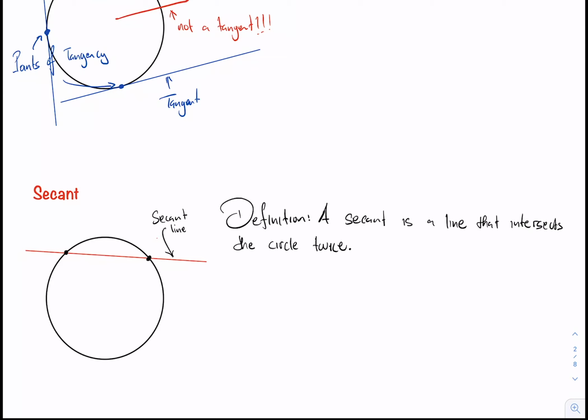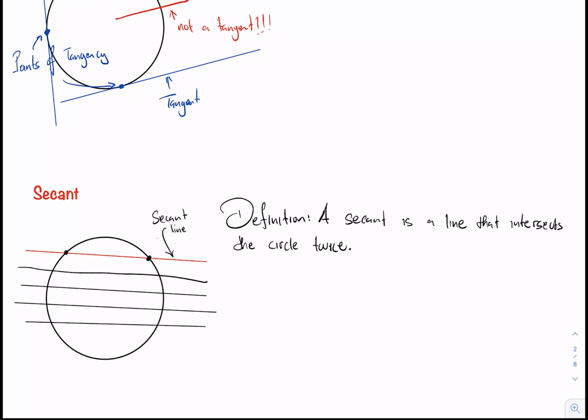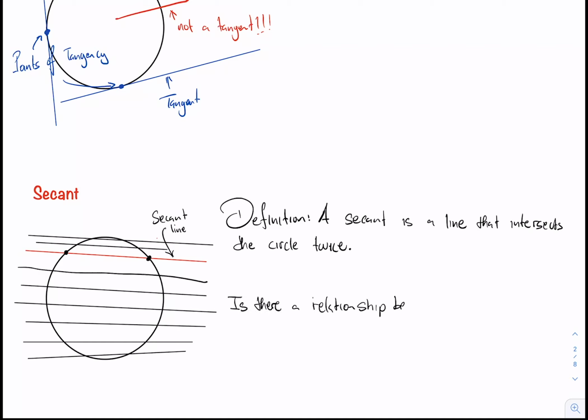Nice. So let's look at some examples. Here I'm drawing in some more secant lines for us. If we observe this closely, we should see something happening. I don't want to just tell you as yet. Is there a relationship between the tangent and the secant? Yes. Now, what is that relationship?